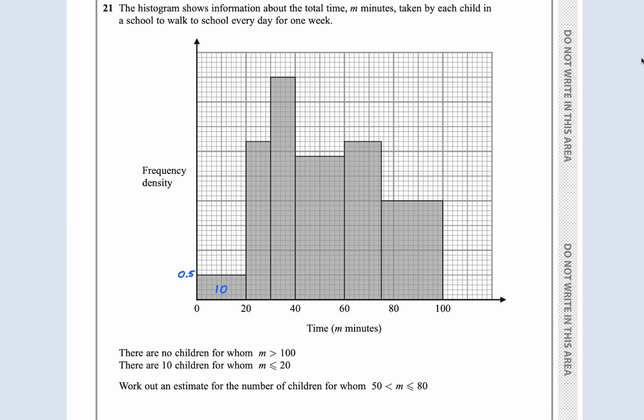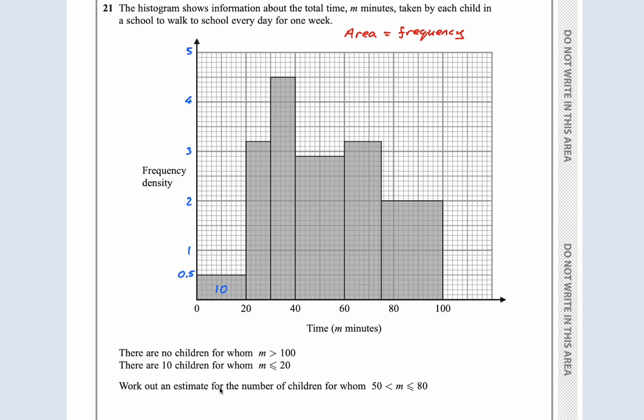Now, an important formula, guys, that I always write at the start of these, is the area is equal to the frequency. If you just remember that, you can figure it out. The area of the bar is equal to the frequency. So that means if that's 0.5, these little boxes are going up by 0.1. So that's 0.5, that's 1, 1.5, 2, this is 3, 4, 5, etc.